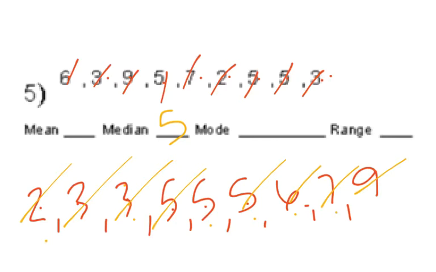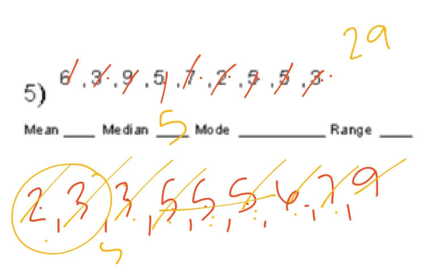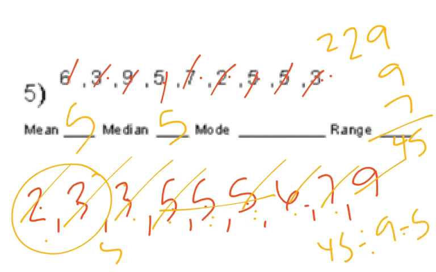2 plus 3 is 5. Let's see. We have 5, 10, 15, 20. So we have 20. 20 plus 3 would be 23. 23 plus 6 would be 29. So 29 plus 9 plus 7. 9 plus 9 is 18. 18 plus 7 would be 25. Okay, 45. Sorry. 45 divided by 9 is going to give you 5 as your mean. Mode is the one you see the most. I see the most 5s, and the range is the difference between. 9 minus 2 is 7. What just happened?